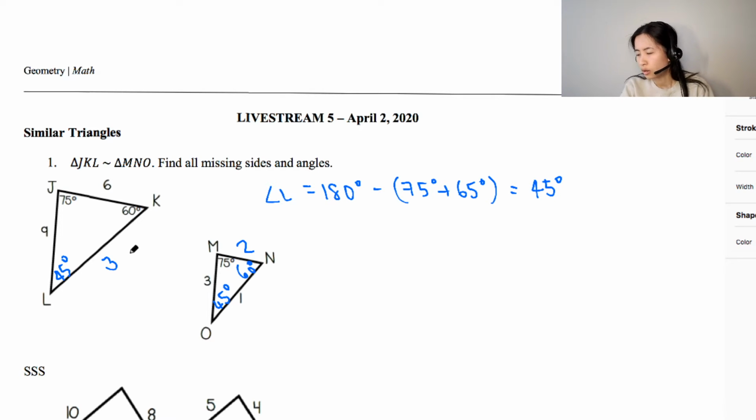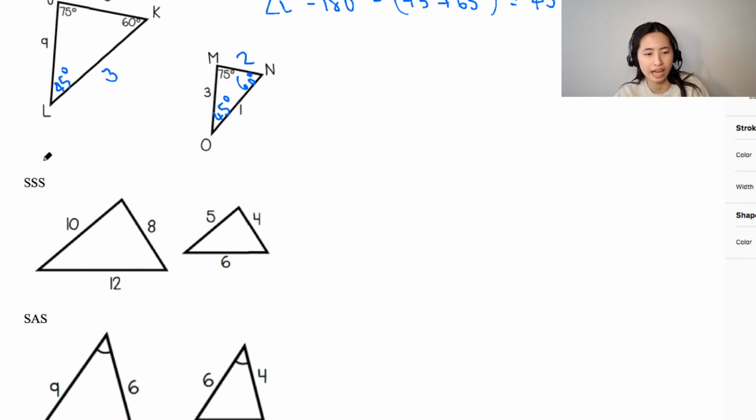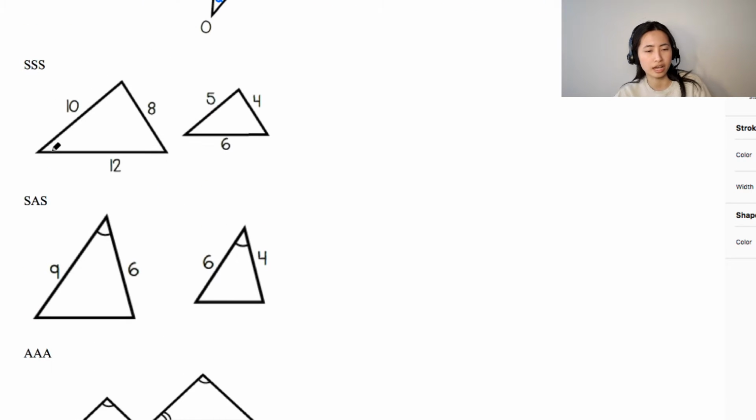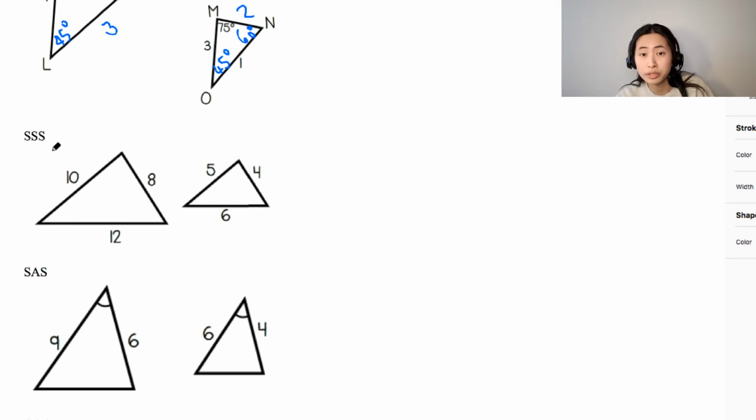Great. So you now understand what similar triangles are. Maybe we can expand our knowledge by looking at the three types, as you can see here, the three types of similar triangles.